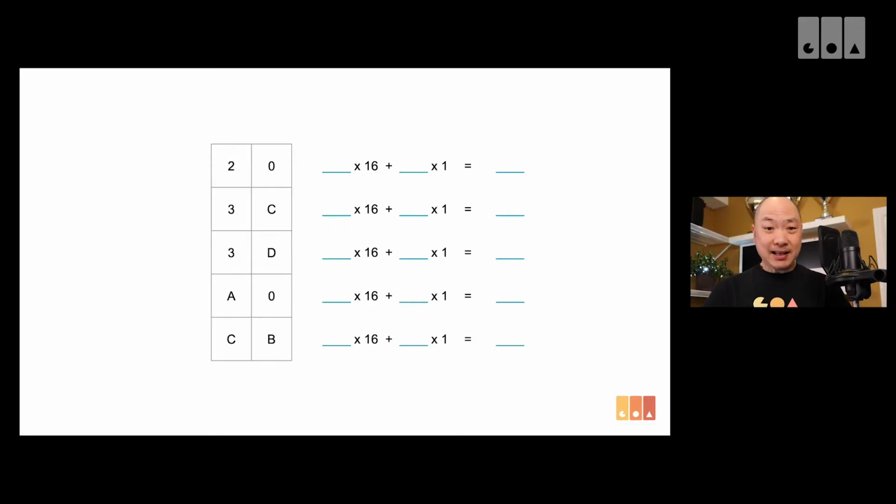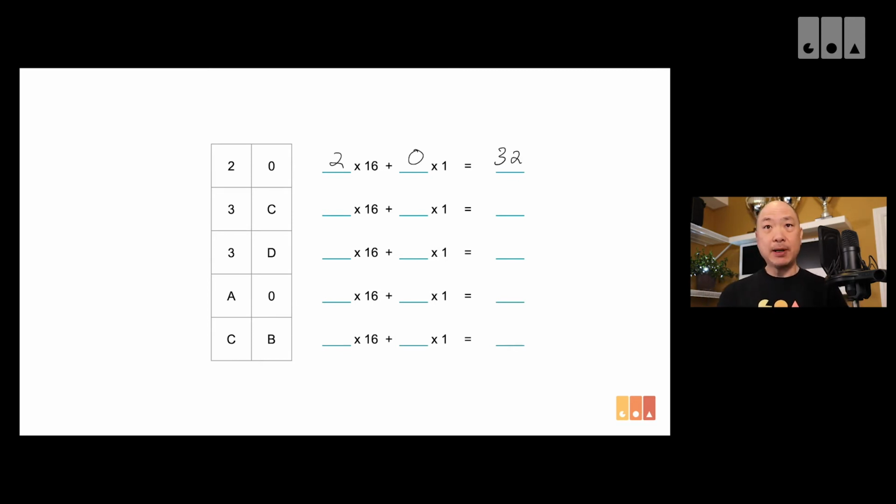Okay, let's take a little quiz just to test our understanding. So here we have the number 20. What does that mean? Well, 20, that means in the 16th place we have 2. So we have 2 16ths. And in the ones place we have 0. So what does that give us? 2 16ths is 32. 32 plus 0 is 32. So that's the number 32.